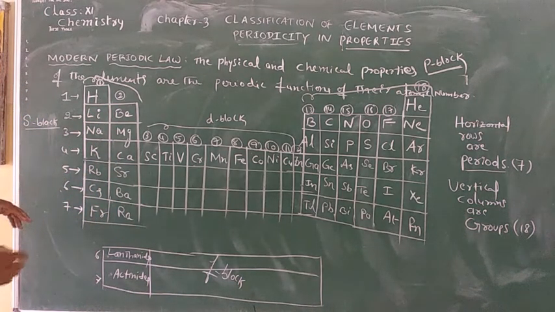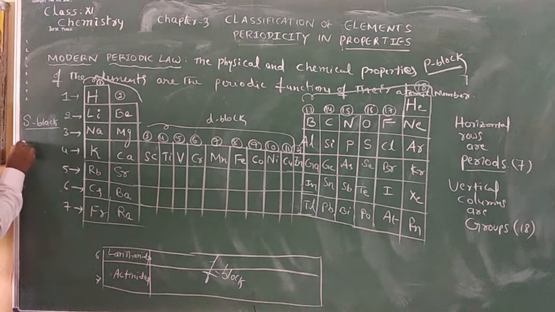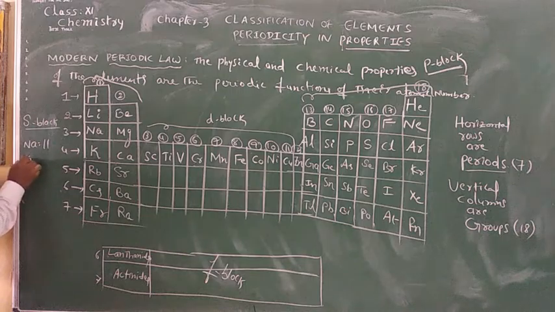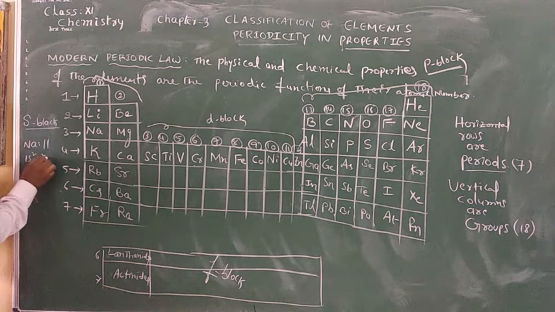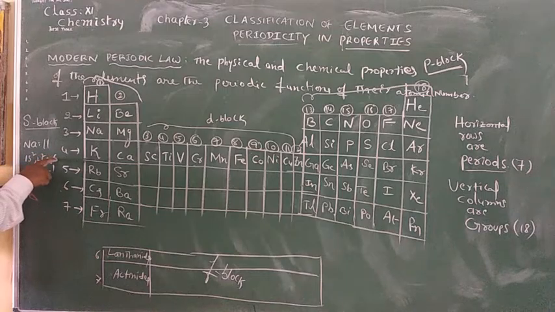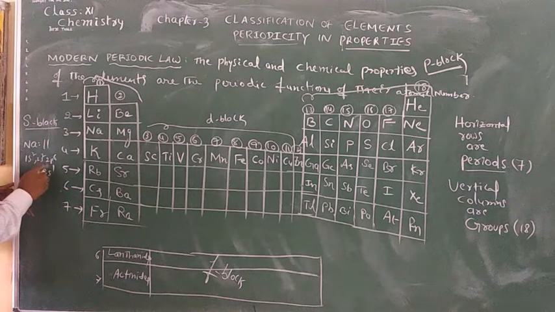Now let me write the electronic configuration of sodium. Sodium, atomic number 11. Electronic configuration: 1s2, 2s2, 2p6, 3s1. Let me check whether it is correct or not. 2 plus 2 is 4, 4 plus 6 is 10, 10 plus 1 is 11. So total 11 electrons are there. Yes, this is the correct electronic configuration.